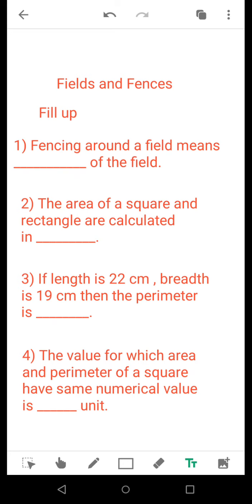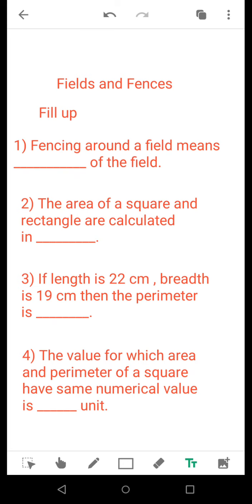Now, the first question, fencing around the field means dash of the field. You know that it might be a rectangular field or a square field. For a rectangular field or square field, we have two things to calculate, area and perimeter. So whatever will be the correct answer, you have to put in this blank.